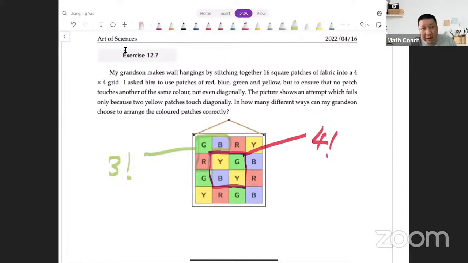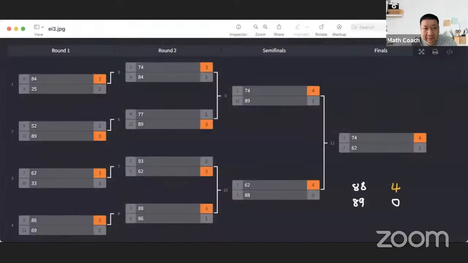Okay, so now I'm going to stop sharing this and show the final bracket chart. All right, so that's the final one.